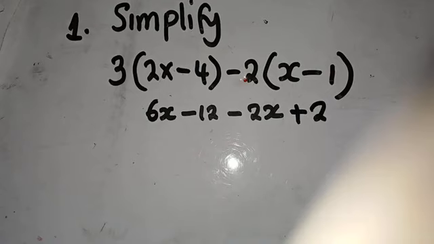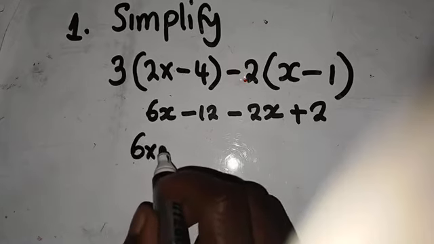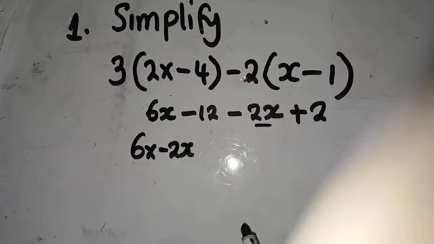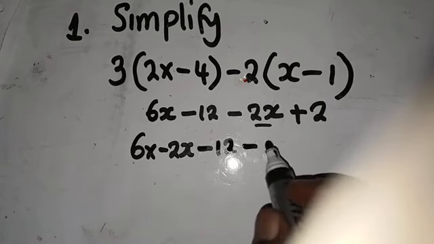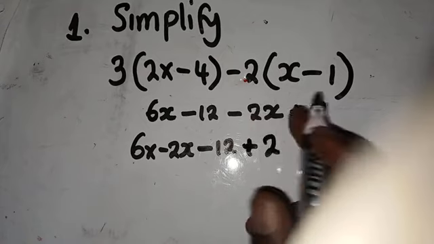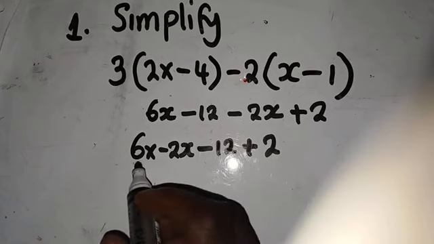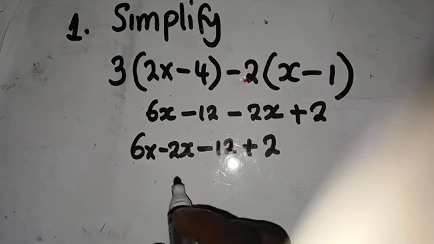Then at this point now, we need to put the like terms together. We need to arrange the like terms together by saying this is going to give us 6x, -2x. This has to move with its own sign. All right. Then 12, +2. Do you get that? At this point now, we ought to simplify these ones here. 6x minus 2x, what are we going to have? This is going to give us 4x.